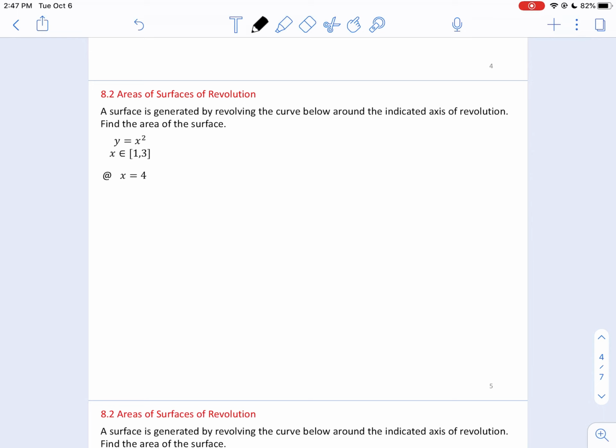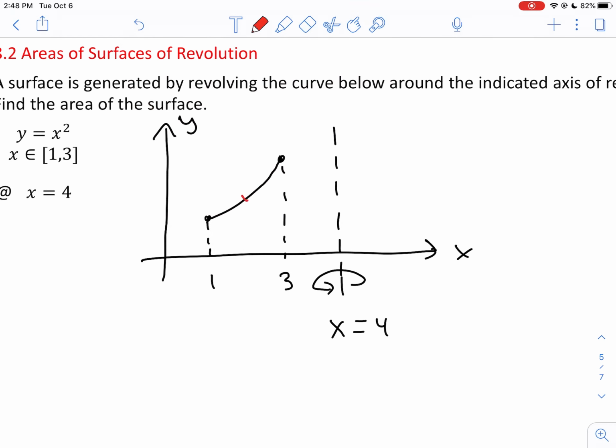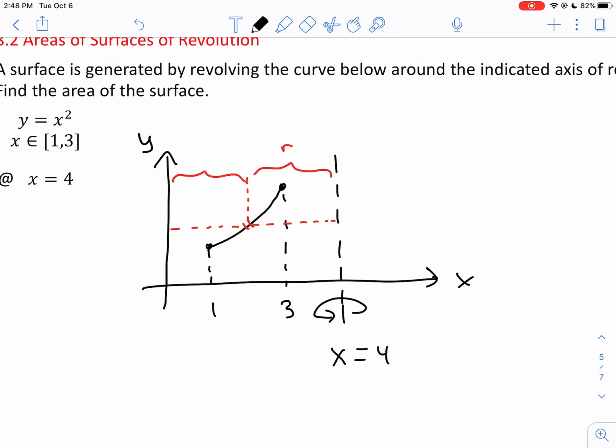Now let's do the same curve presented as a function of x, but revolve it around a vertical line. And x equals 4 is clearly over here. Okay, we still draw a little snippet, and we figure how far that snippet is from the axis of revolution. That is going to be our r. And we definitely know that from the y-axis to the axis of revolution is 4 units long right there.